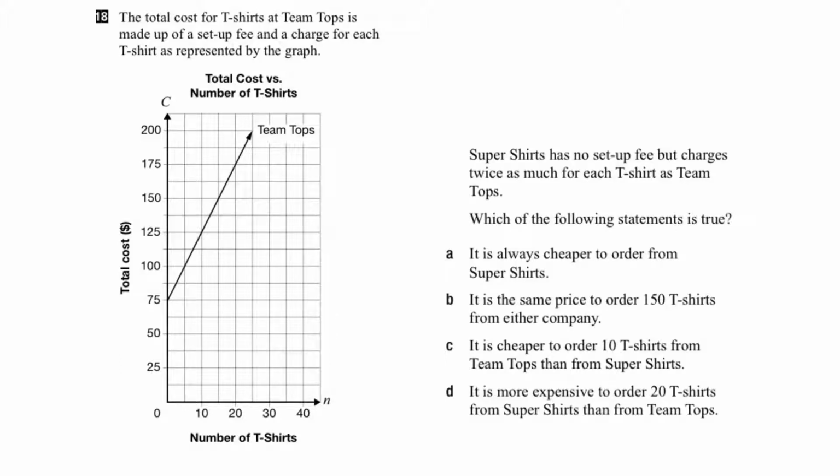The first thing we might notice is that this is a linear relationship. So the equation will be of the form cost equals initial value plus the rate. So the cost equation for Team Tops would be its initial value, which we can see right there would be $75, plus the rate. And the rate would represent the slope of this line here.